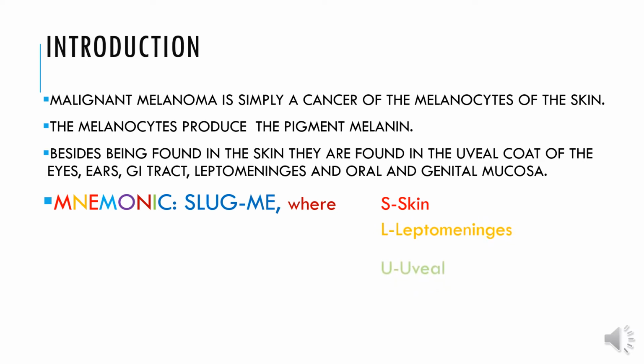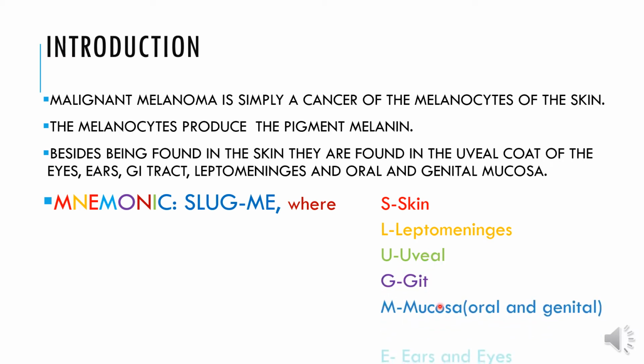The mnemonic to remember is SLUG ME, where S stands for skin, L for leptomeninges, U for uveal tract, G for GI tract, M for mucosa, that's oral and genital mucosa, while E is for ears and eyes. Again, the mnemonic is SLUG ME. Now, these are the parts of the body where melanocytes are found.